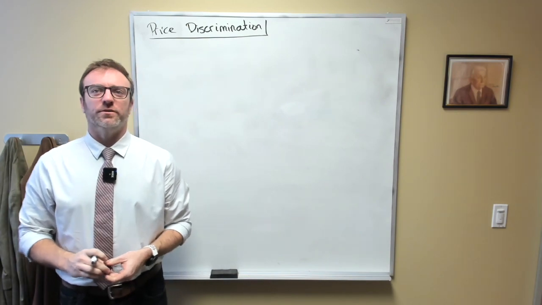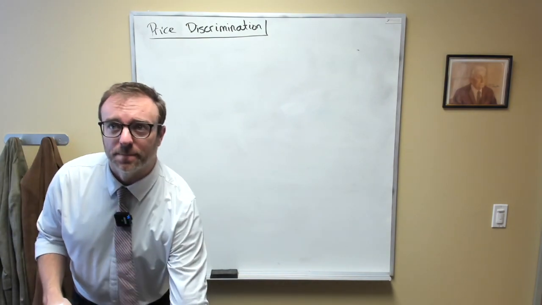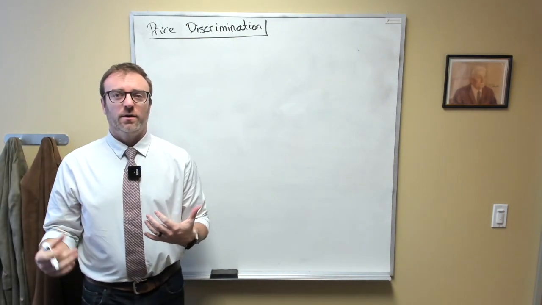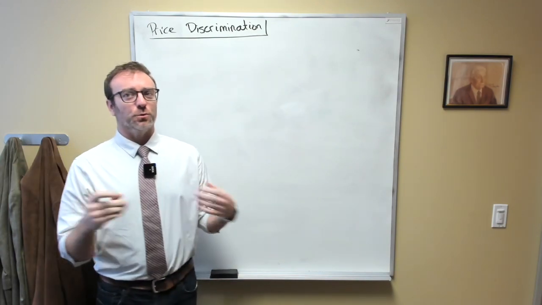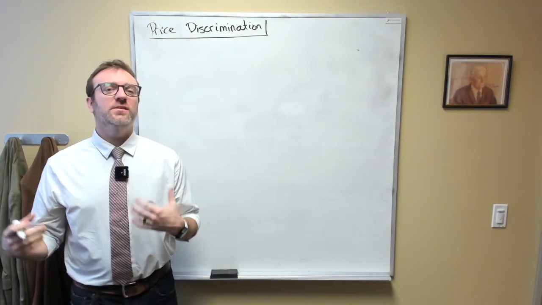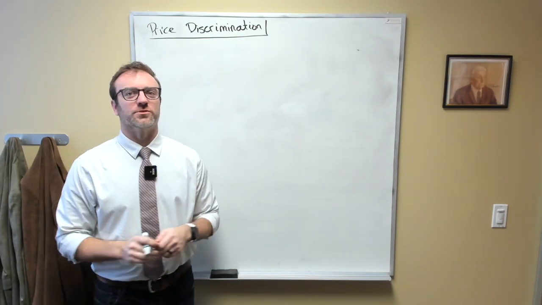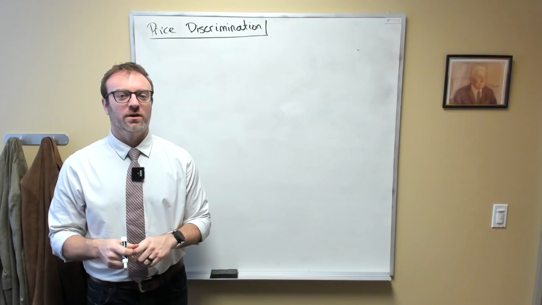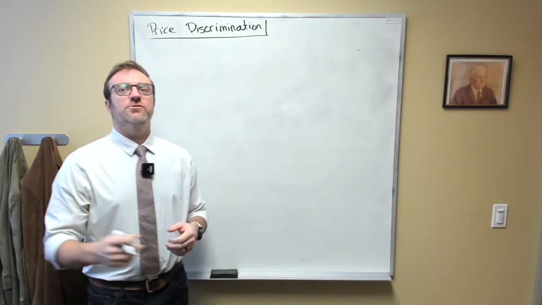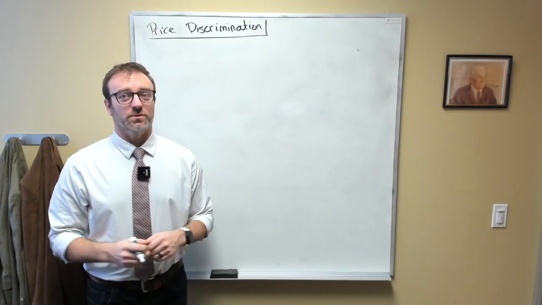So rather than trying to figure out each and every person's maximum willingness to pay, we could instead charge different groups of people different amounts based on some understanding of how members of that group are likely to respond to changes in price. So for an example, an education discount does this really well.